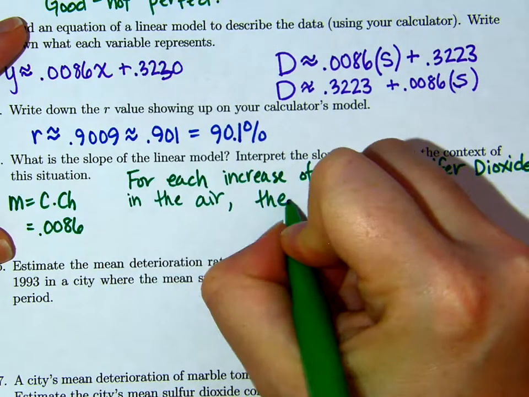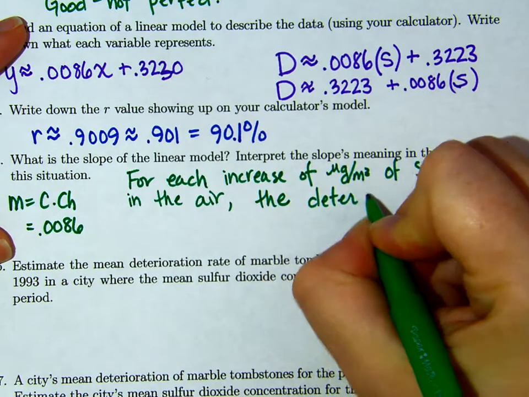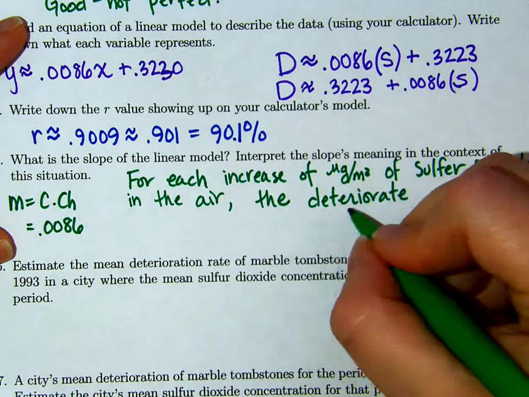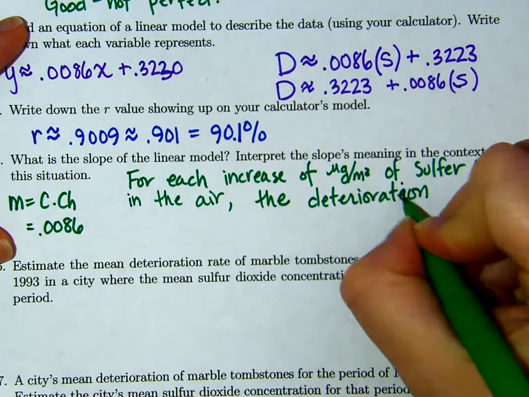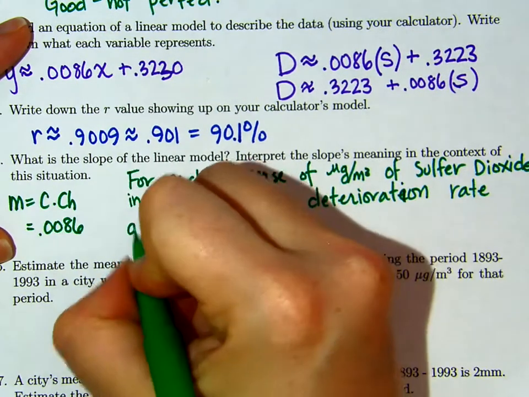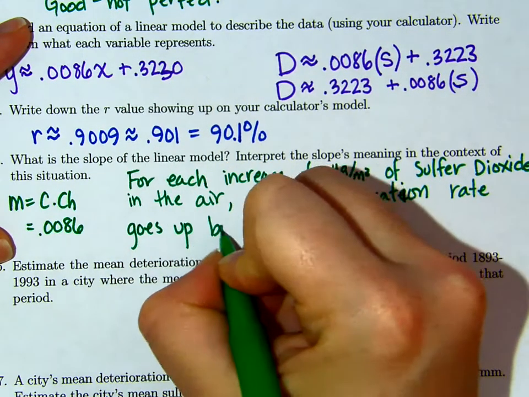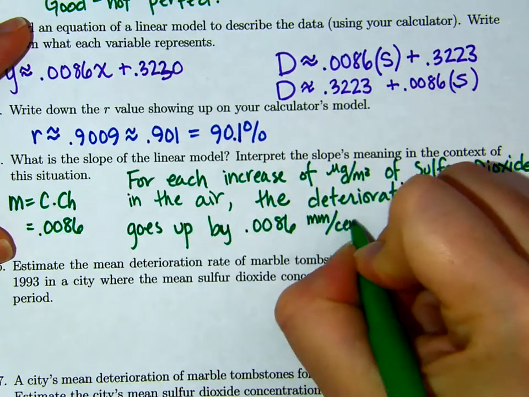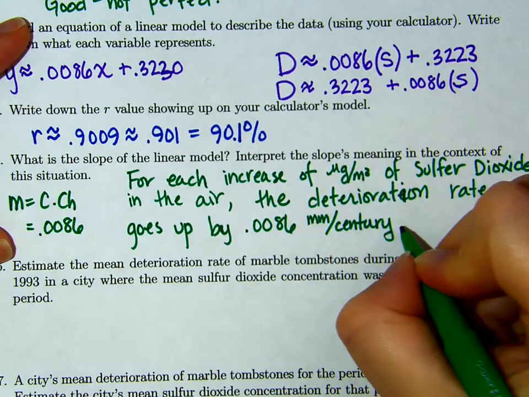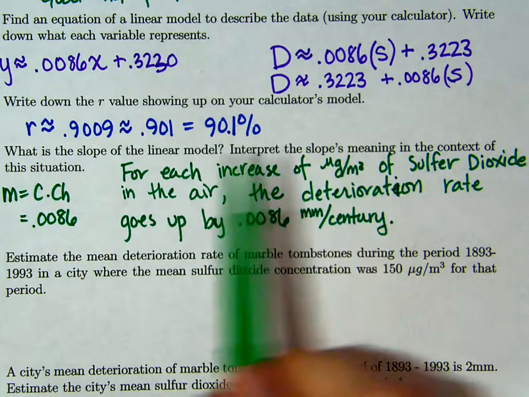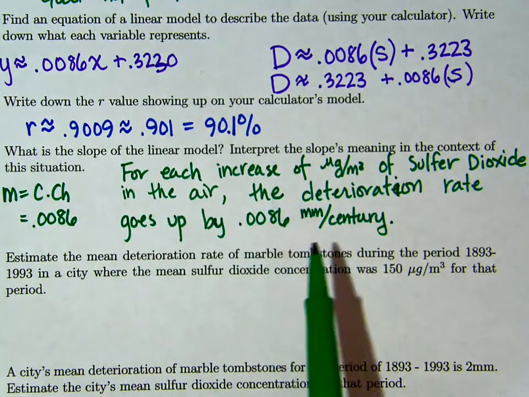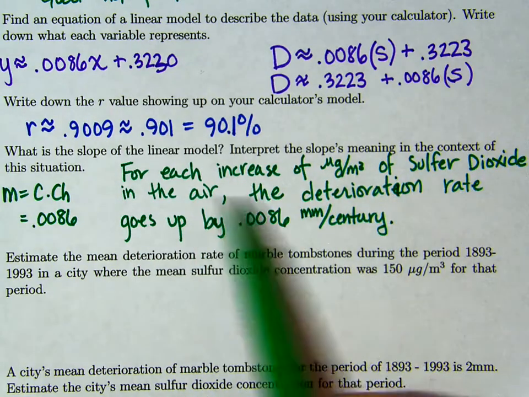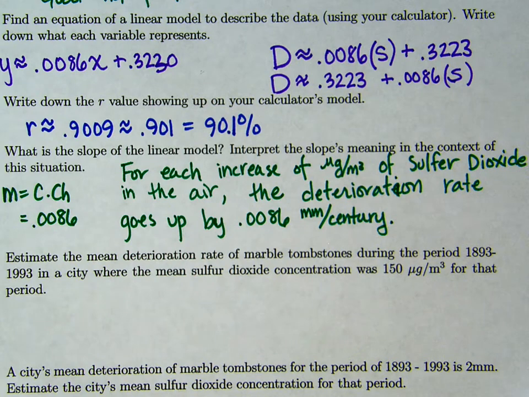the deterioration rate goes up by 0.0086 millimeters per century. Voila. So there's our constant change. It increases, the deterioration rate goes up by 0.0086 if there's an increase of air pollution. There, period.